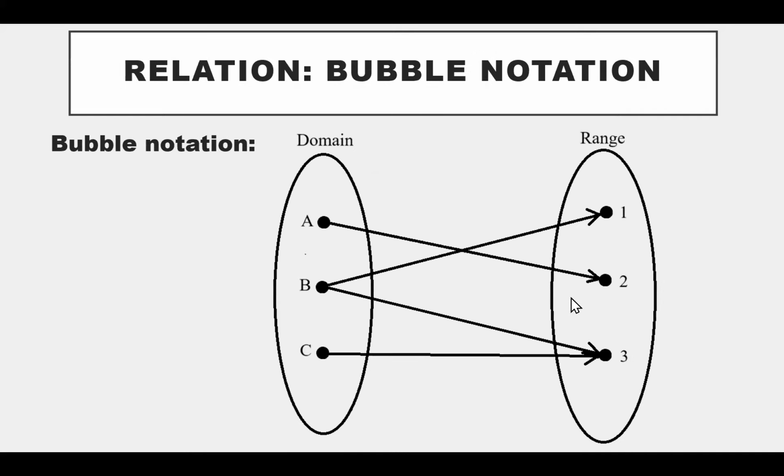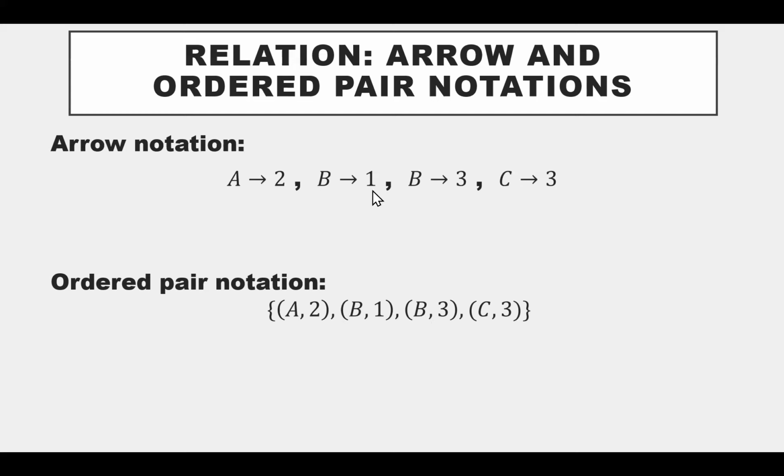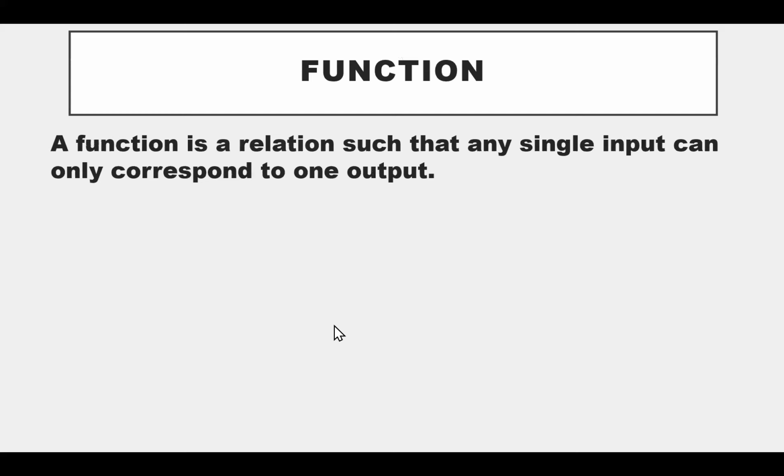So the bubble notation here obviously took up the entire page. The arrow notation was a little bit smaller. The ordered pair notation was also smaller than the bubble notation. So all of those are just different notations we have for relations.